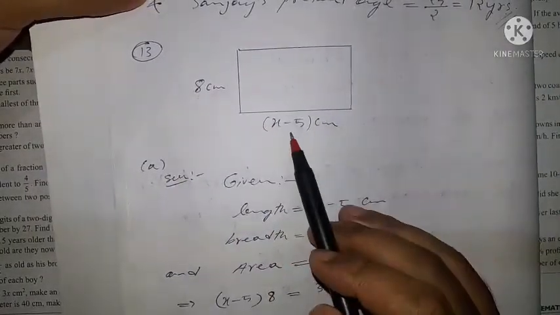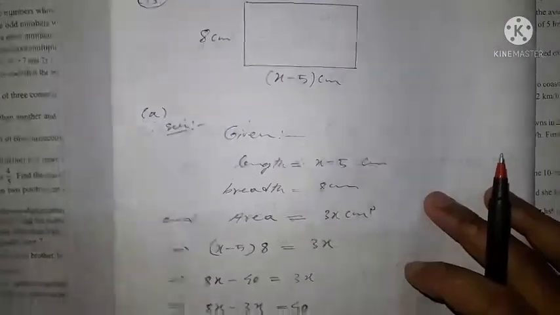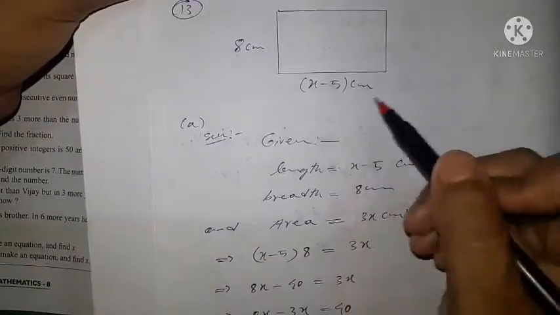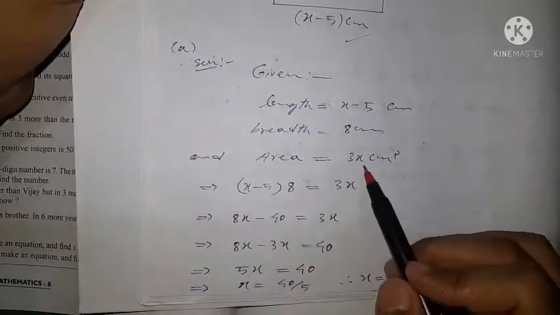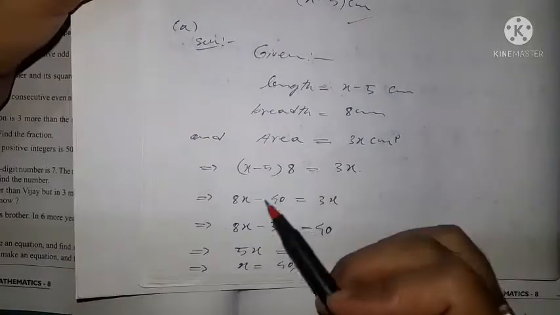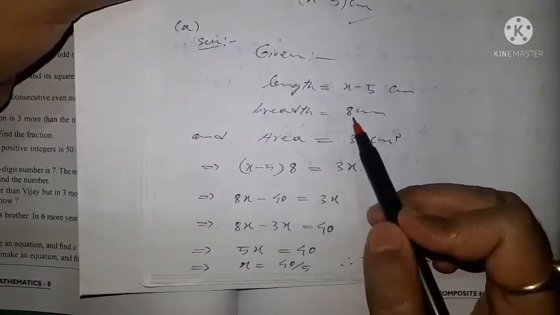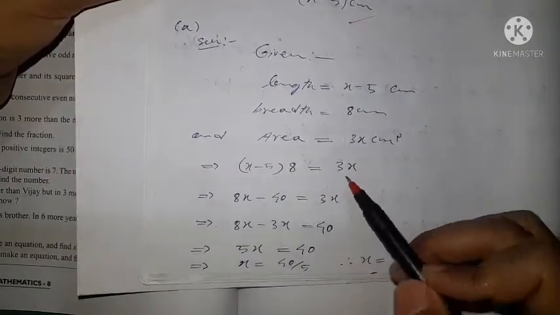So this is the given rectangle where the length is x minus 5 and the breadth is 8 centimeter. The length of this rectangle is x minus 5 centimeter. So this is the length and this is the breadth, that is 8 centimeter. And the area is also given, which is thrice x centimeter square. Now the area of a rectangle, we know it is length into breadth. So length into breadth, that is x minus 5 into 8 equals thrice x.